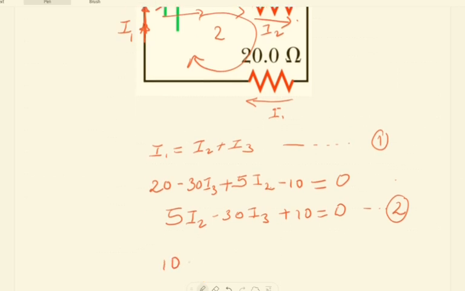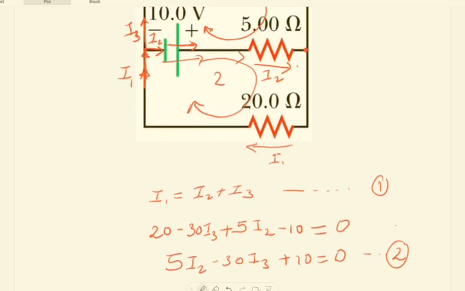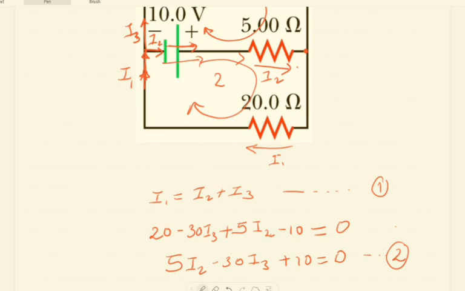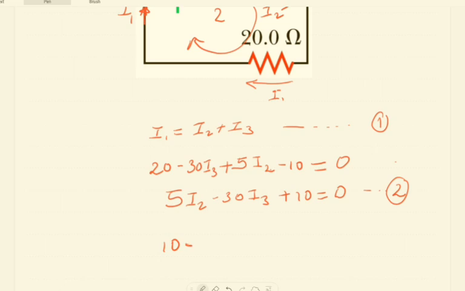So here you would have what? Because the direction of the loop and the direction of current are in the same direction, you will have a negative potential drop. That is minus 5I2. ኔክስት የሚኖረው ምንድን ነው?